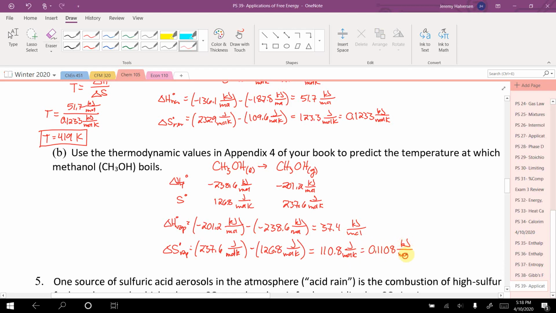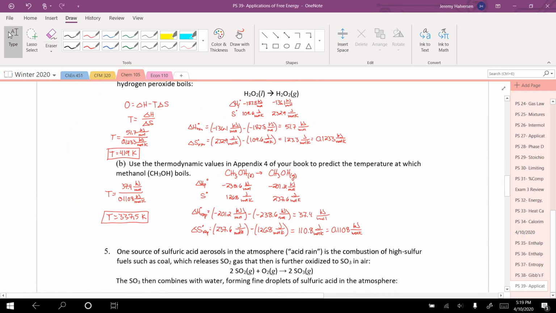And I'll change that to kilojoules. So then the temperature at which it becomes spontaneous to boil is going to be delta H over delta S. And I get a temperature of 337.5 Kelvin. There you go. So using the delta G equals delta H minus T delta S equation, we're able to identify the temperature at which something switches from spontaneous to non-spontaneous, or from non-spontaneous to spontaneous.